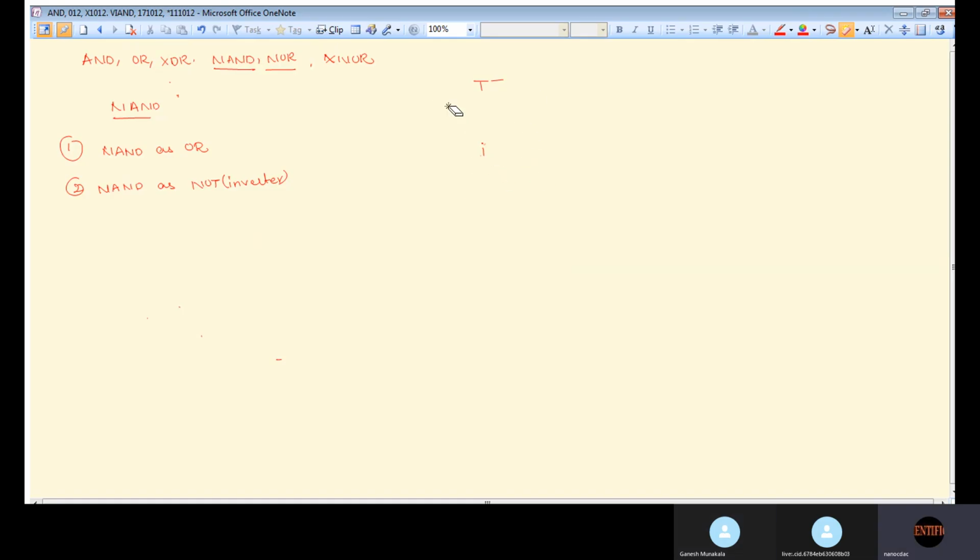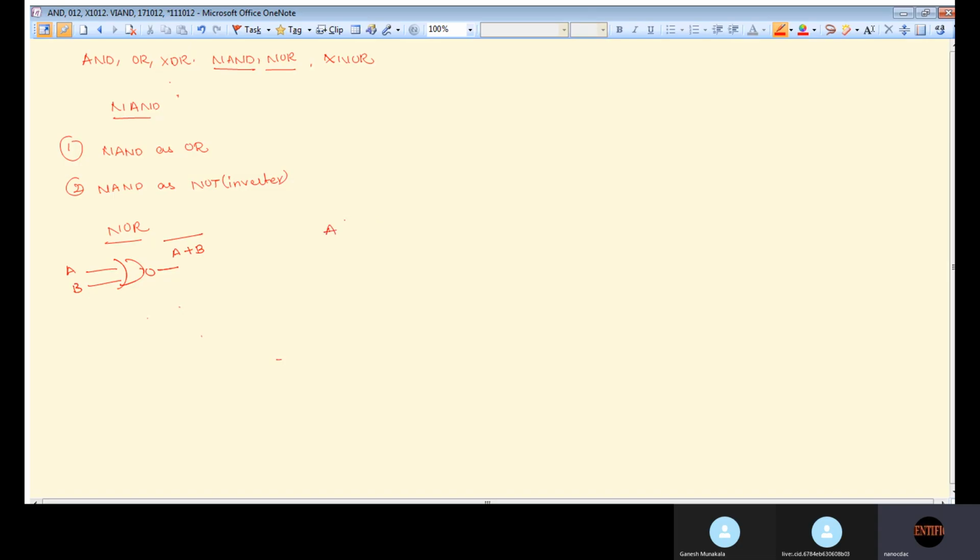Next one is NOR, we will see. So NOR is also a universal gate. Okay. So what is the truth table for the NOR gate? This is the NOR gate, A, B. So A plus B, whole bar. What is the truth table?